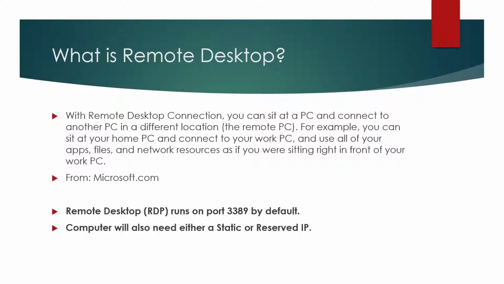A little details about remote desktop. It's going to be running on port 3389, unless you change that. And also, depending on how your network is set up, you either need a static IP on the computer or a reserved IP. Depending on how your network is set up, you're going to have one or the other. This is because the IP might change over time.